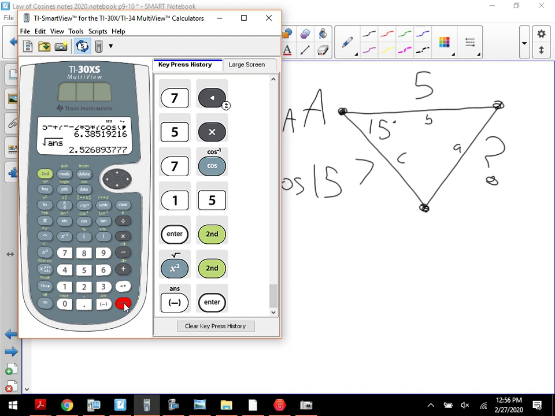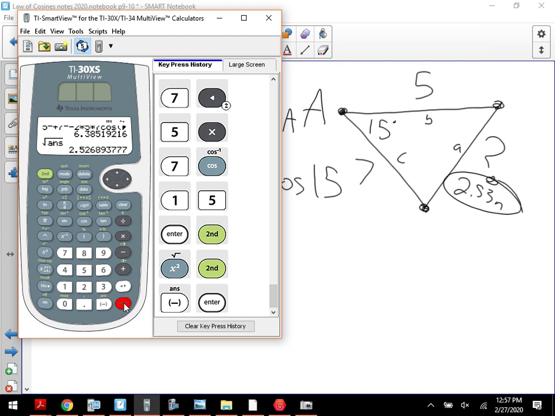You're shaking your head, no. All right, remember, when you're trying to find the side, you're square rooting. So they are 2.53 meters apart. Is it the end of the world if you don't label it?